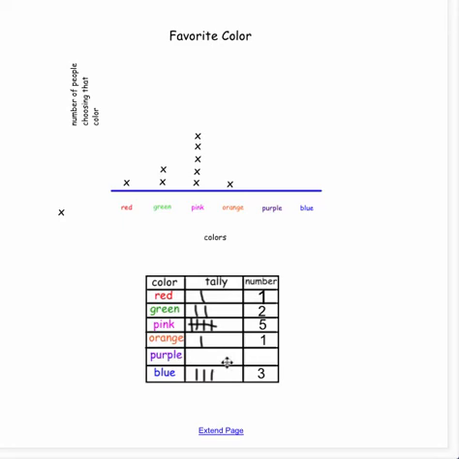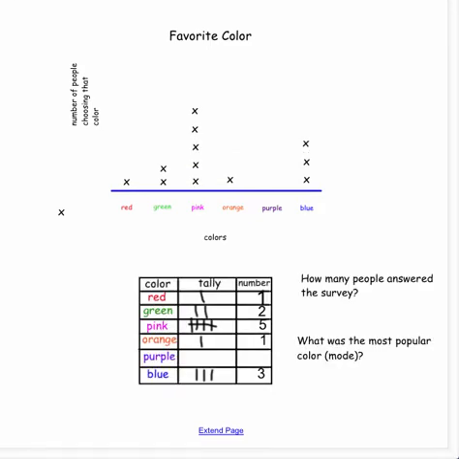Purple, there wasn't anyone that chose purple. And blue, we have 3, so we're going to take 3 X's and put them over to blue. 1, 2, and 3. So class, you can see this is very similar to what a bar graph would look like, except instead of shading bars, we're just putting X's there. And there's no numbers up the side, we just find out how many there are by counting the number of X's. So we can see there was 1 red, 2 green, 5 pink, 1 orange, 0 purple, and 3 blue.